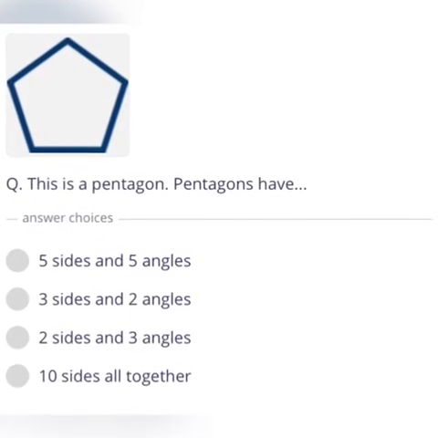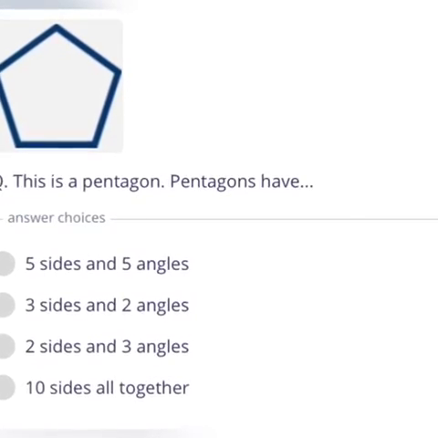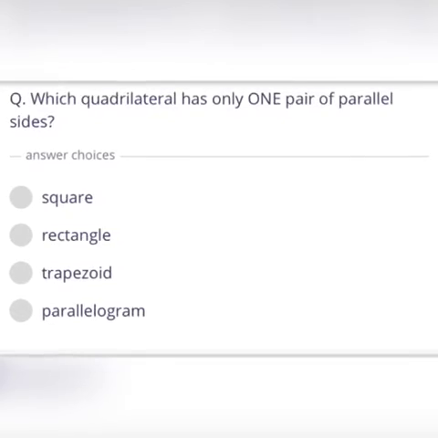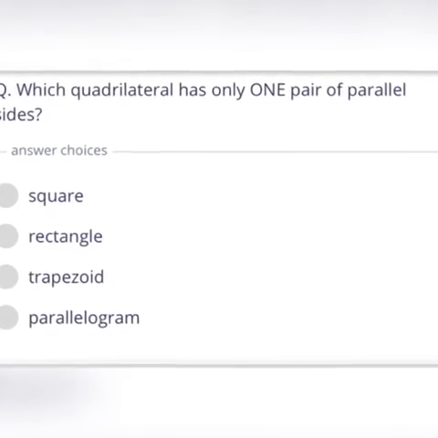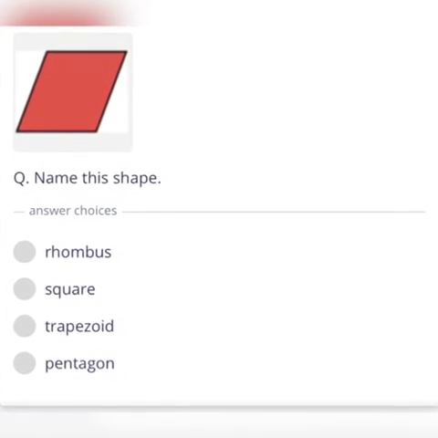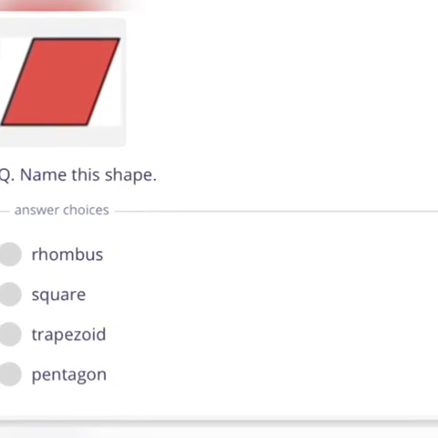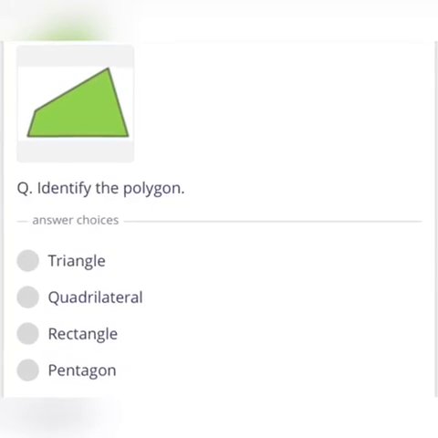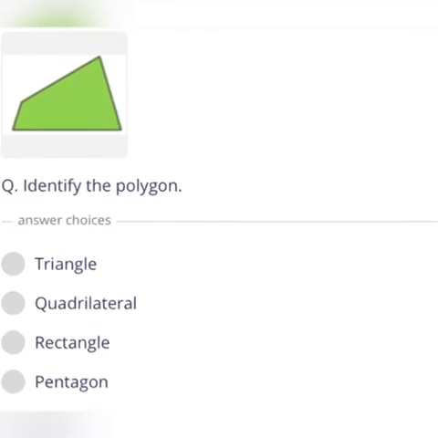Pentagons have 5 sides and 5 angles. Awesome! Which quadrilateral has only one pair of parallel sides? Trapezoid. Wow! Name this shape. Rhombus. Absolutely. Identify the polygon. Quadrilateral. Perfect.